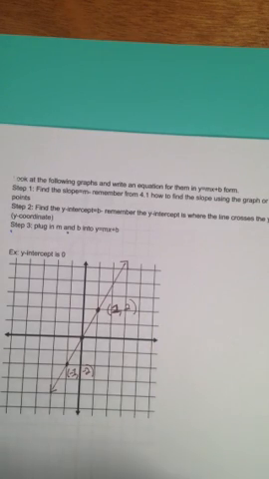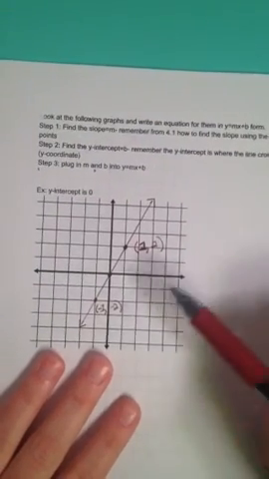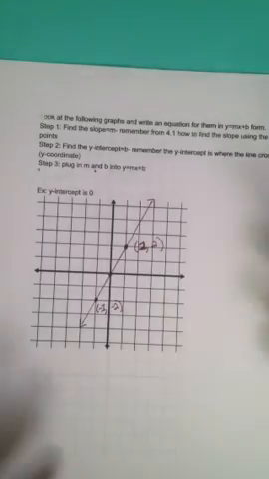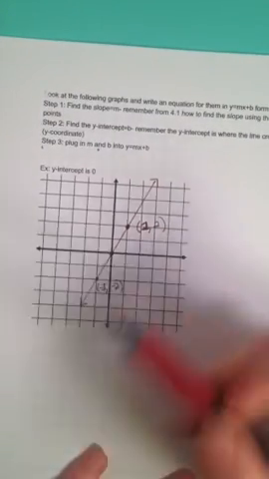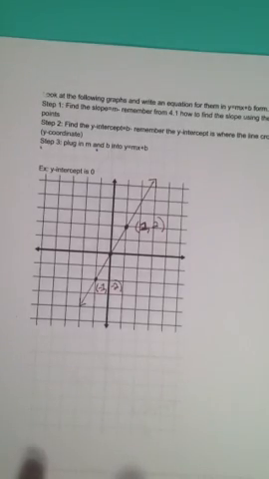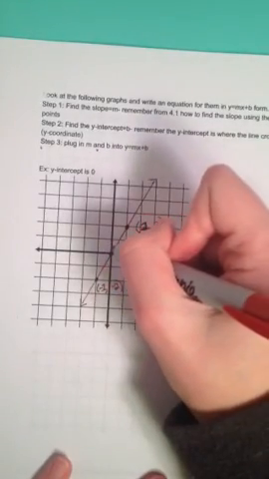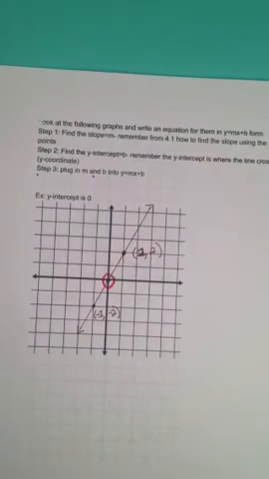Then step 3, you're going to plug m and b into y equals mx plus b. So let's do an example, because I'm sure some of you are thinking, that's very abstract, Ms. Hosbeck, I have no idea what you're talking about. So let's do one. This is not graphed on your paper, so you need to graph it. I have the points (1, 2) and (-1, -2). Go ahead and plot those. Notice I am crossing the origin here. That's going to come in handy.